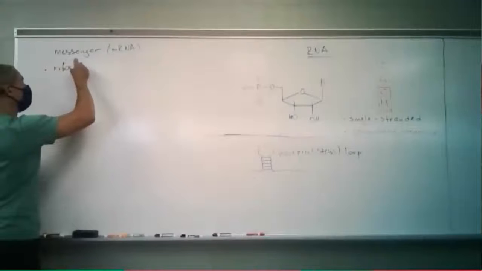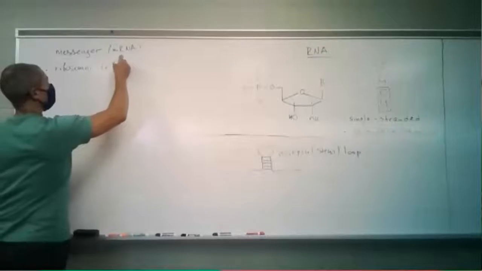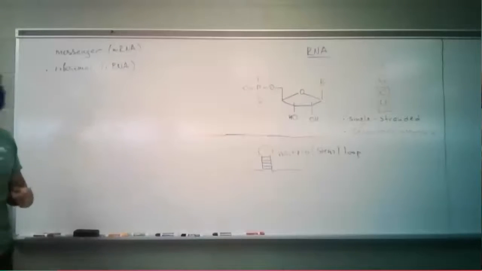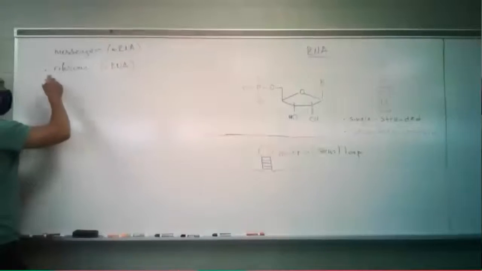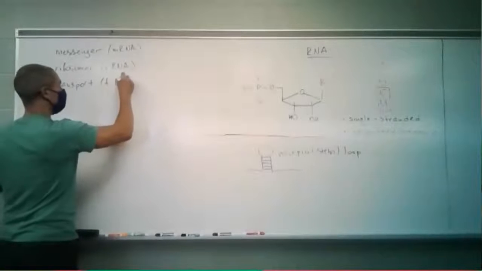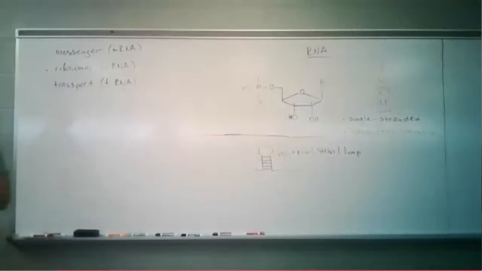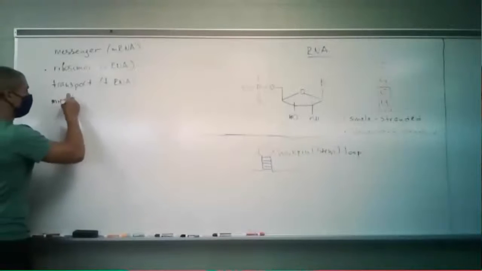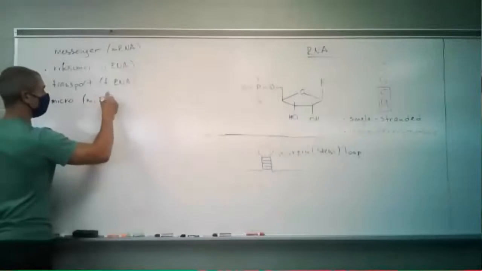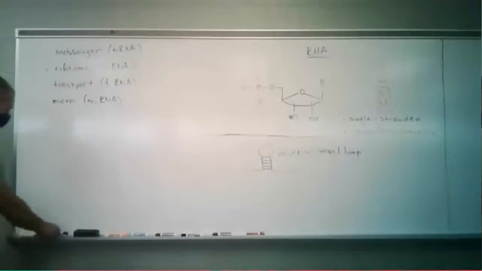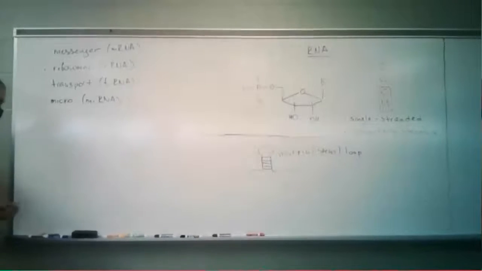Ribosomal RNA is the structural and functional element of a ribosome. It carries out some enzymatic functions in the ribosome. Transport RNA, tRNA, transports amino acids to the ribosomes for protein synthesis. And microRNA, which is quite interesting because it regulates gene expression and controls the degradation of messenger RNA.